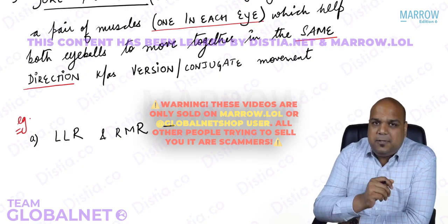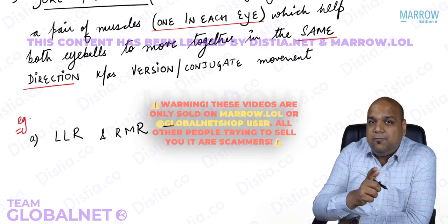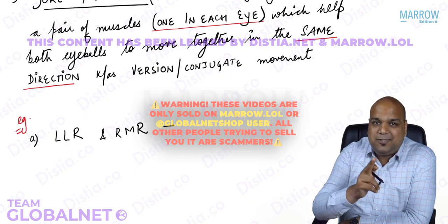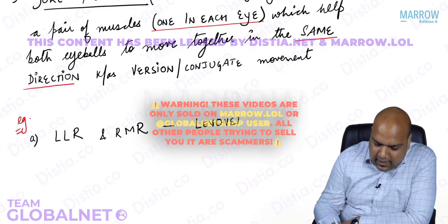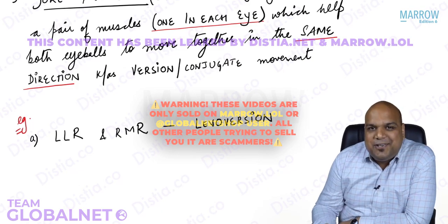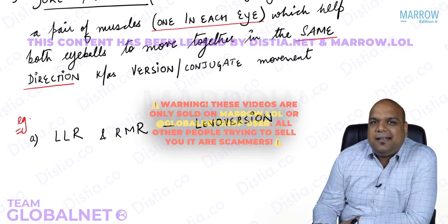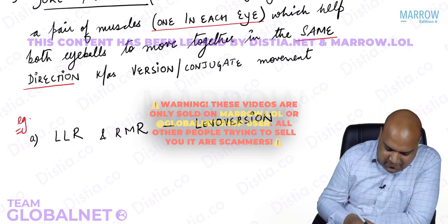So for this, we use chemistry. In chemistry, we use two words, levo and dextro. Levo means left side, dextro means right side. So left side means levo, and the movement together is called version. So we say the muscles responsible for levoversion of eyes are left lateral rectus and right medial rectus.